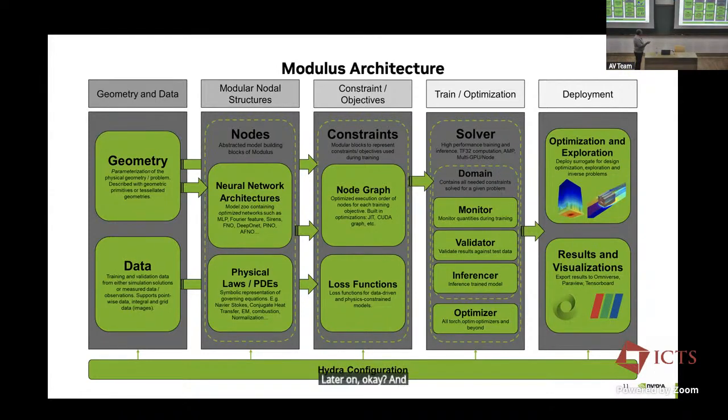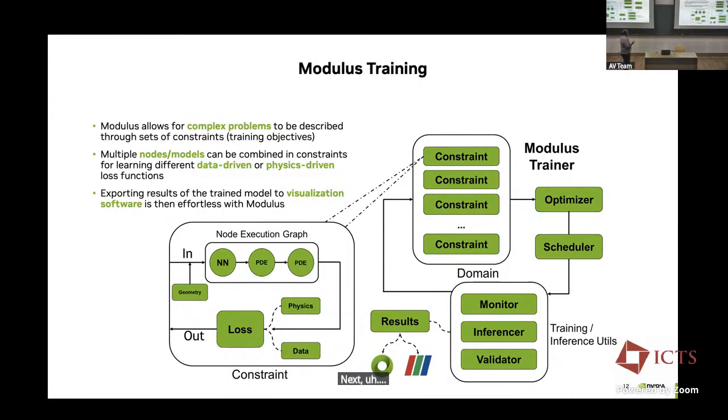And these constraints then make a node graph, okay? Then you define a solver, training optimizer here. You can put monitor, validator. These are all fancy features which you can use to see how the model is converging and all that, okay? And then you can have an inferencer. So these are the things which we are trying to follow in the solution of the next one, okay?